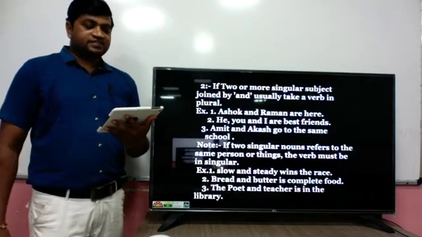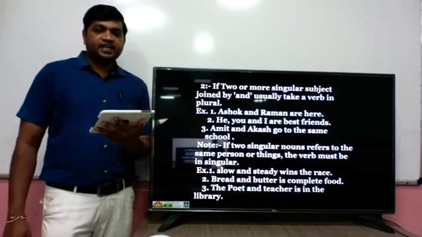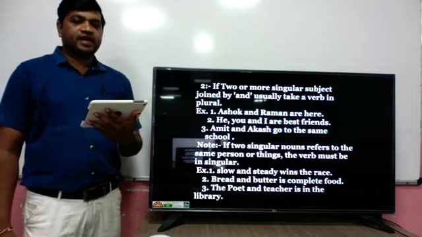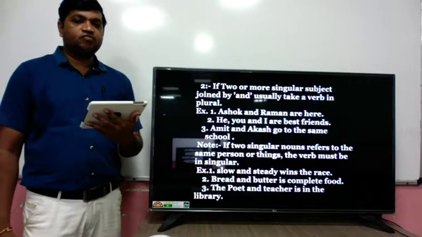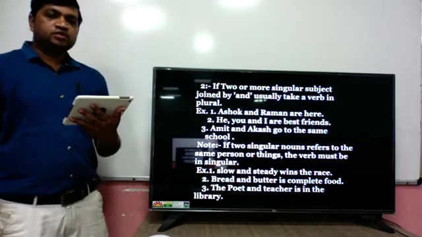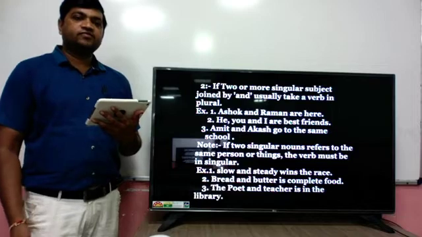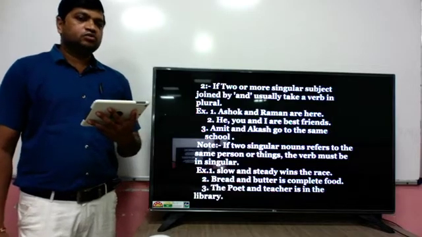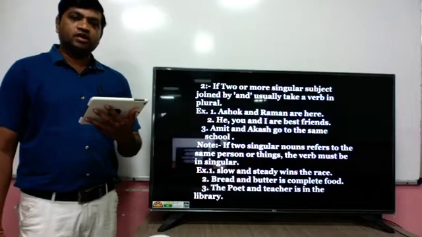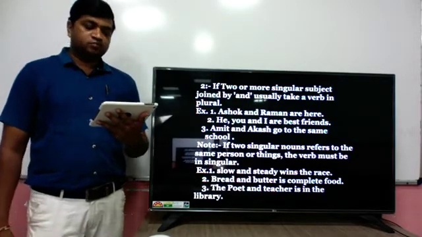Now the second condition we will discuss. The second condition is that if two or more singular subjects are joined by and, they usually take a verb in the plural. It means that in a sentence, two subjects are joined with the conjunction and, so they play the role of a plural noun. So definitely the verb will be plural.